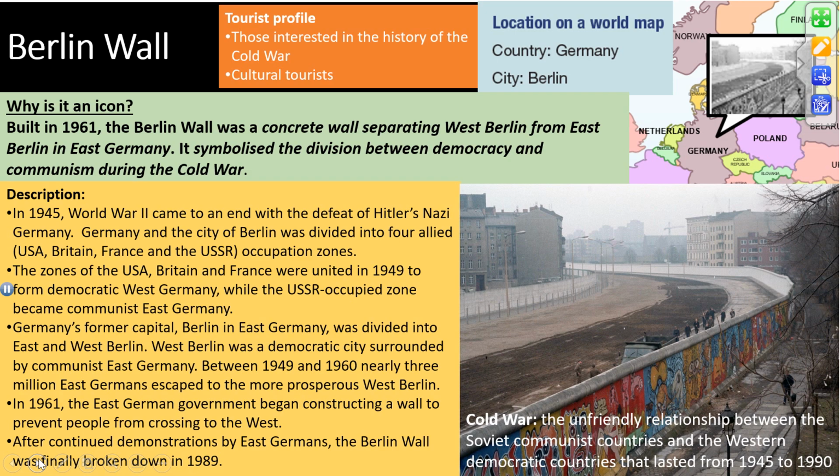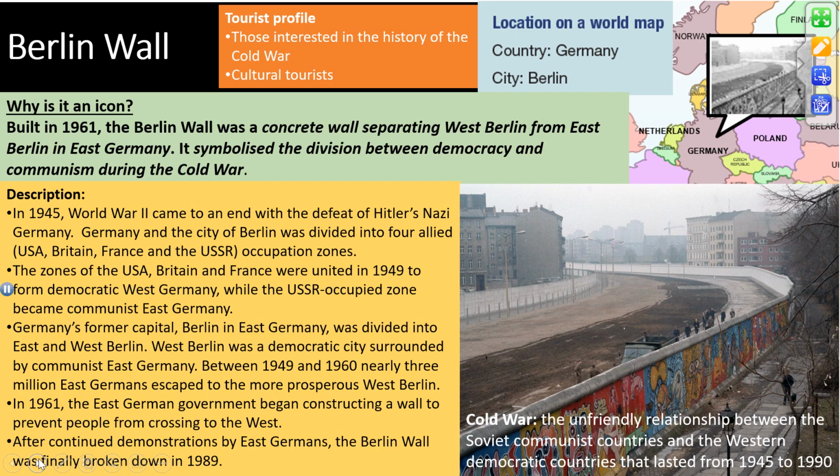Now, this Berlin Wall was built in 1961, and it was a concrete wall separating West Berlin from East Berlin in East Germany. I say was because the majority of the wall has been broken down over time. The wall symbolized the division between democracy and communism during the Cold War.